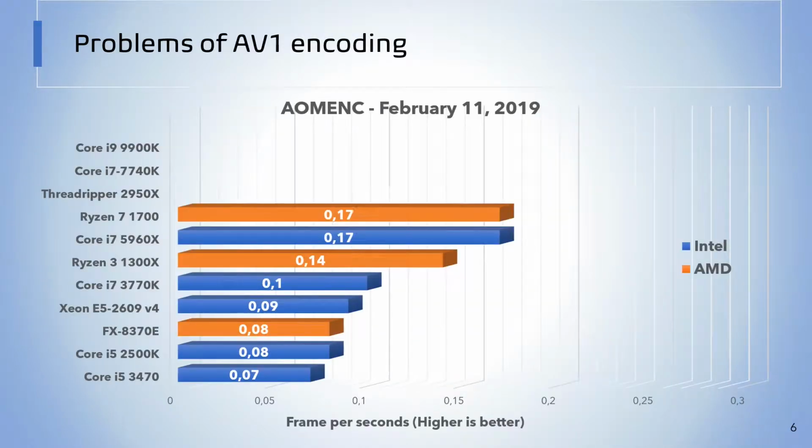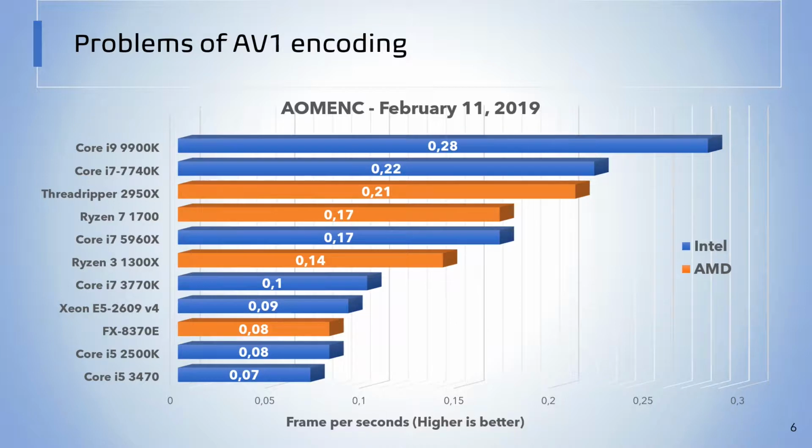As you can see from the following chart, at the beginning the AOM official encoding library, libaom, had very poor performance, in the order of 1 FPS, even with the most advanced desktop processors, making it impossible for AV1 to compete against the existing technologies.